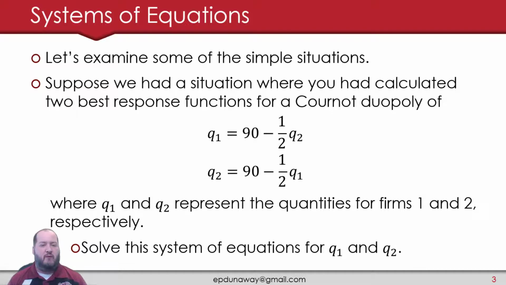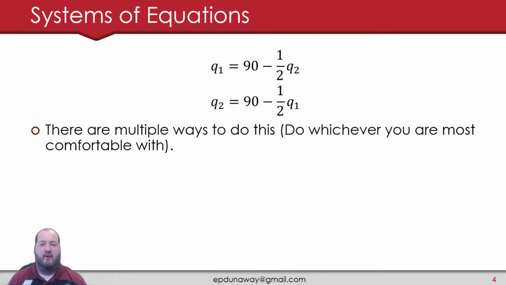As always in these problems, q1 and q2 represent quantities for firm 1 and firm 2 respectively. In that first best response function, the quantity firm 1 is going to produce is 90 minus half of firm 2's quantity. And the same thing for firm 2, because it's identical to firm 1 in this case. They're going to produce 90 minus 1/2 of what firm 1 produces. So what we want to do is solve this system of equations for q1 and q2. The first thing to know is there are 2 equations and 2 unknowns, which should be everything we need to solve this out.